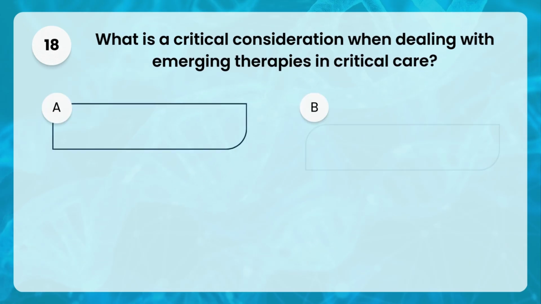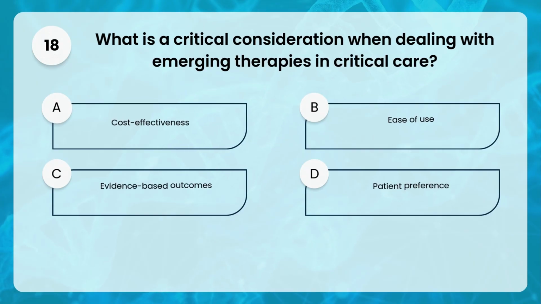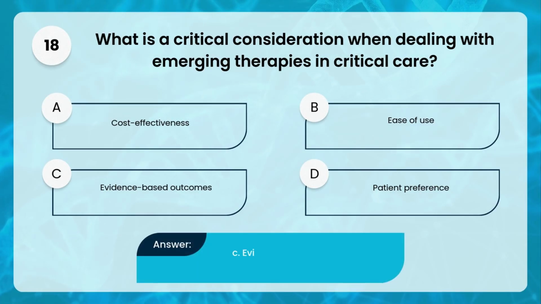18. What is a critical consideration when dealing with emerging therapies in critical care? A. Cost effectiveness. B. Ease of use. C. Evidence-based outcomes. Or D. Patient preference. The answer is C.